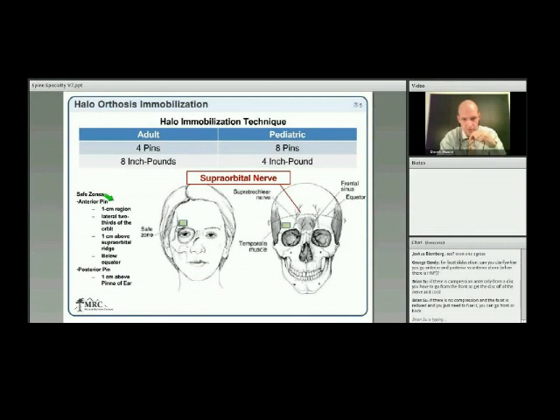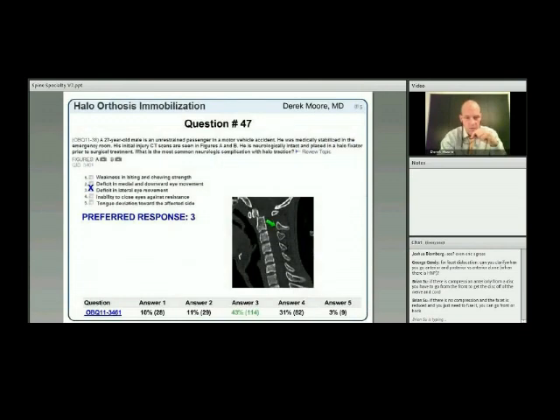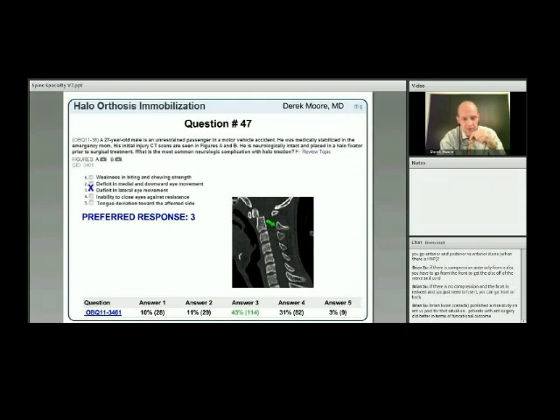Again, you want to avoid the supraorbital nerve by going into your safe zone. If you go too medial, you could injure the supraorbital nerve, and that's going to lead to a deficit in lateral eye movement. So again, the question here is, what is the most common neurologic complication with halo traction with the anterior pin? And that would be injury to the supraorbital nerve or deficit in lateral eye movement.